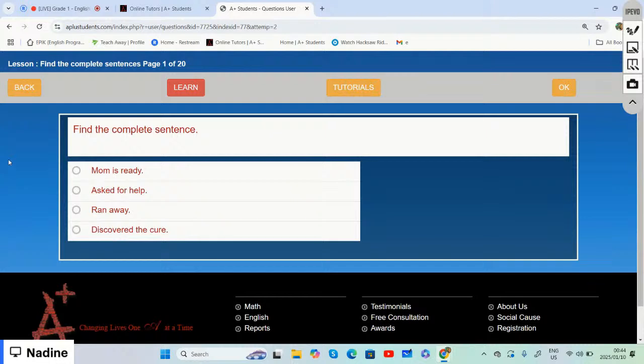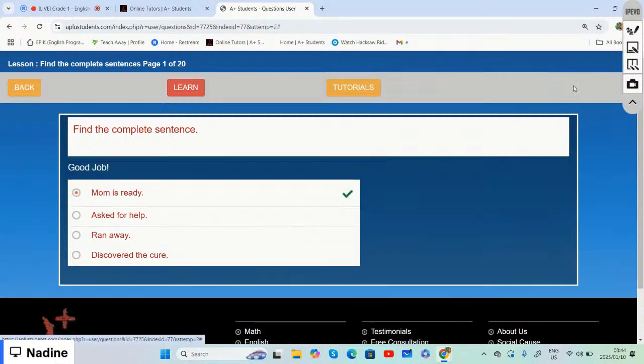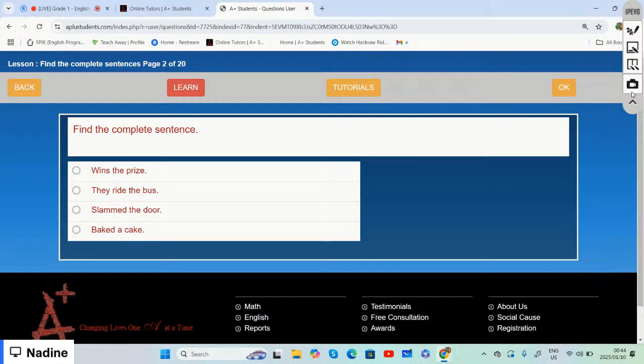And if we were to identify the completed sentence within these four sentences, then we will say option one, Mom is ready. Mom is our naming part and is, that is our action part. So option one is our completed sentence. It has a naming part and it has an action part.